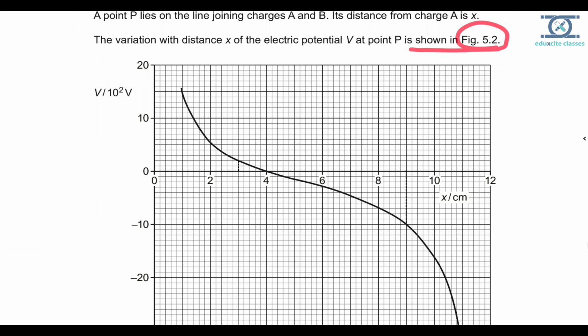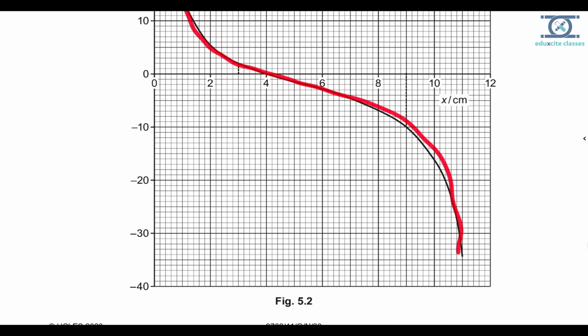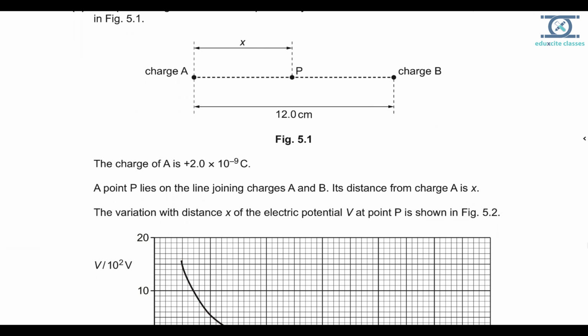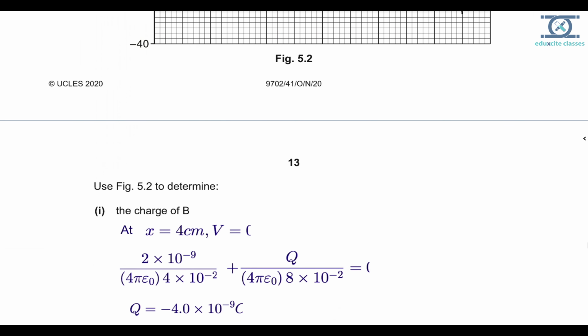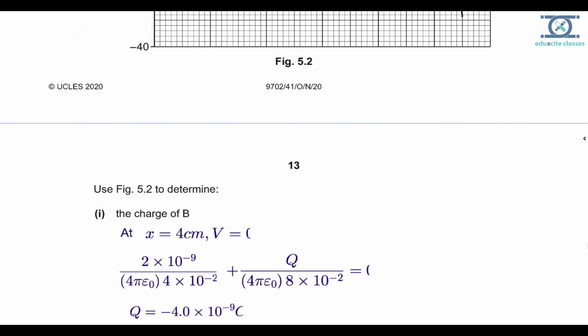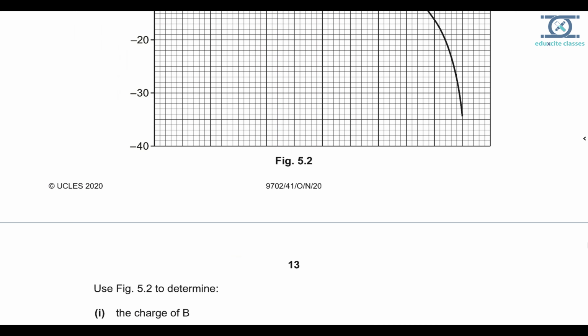So this is the figure, that is the variation of electric potential from this charge to this charge along the straight line. Now the question is asking the charge of B. How we will be able to calculate the magnitude, or you can say the charge or the nature of charge B as well as the magnitude.